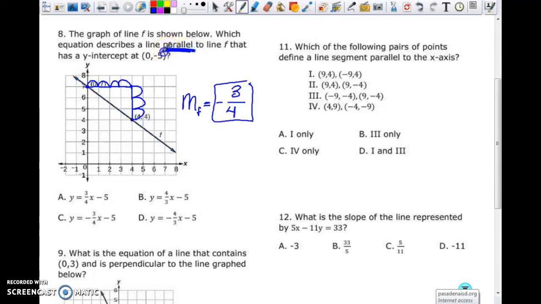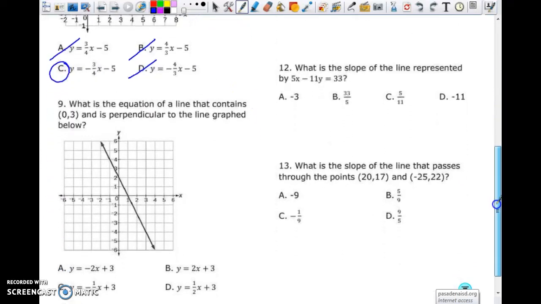What makes them parallel is that the slope is the same. So my answer choice also needs to be -3/4. Remember, it's y = mx + b. The slope m is always with the x. So here, do I have a -3/4? No. Here? No. Here? Yes. Here? No. That was easy. My answer was C, and it said the y-intercept was -5. Remember, the b is my y-intercept, -5. So this one was correct.